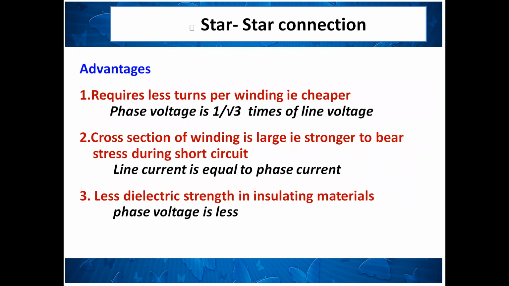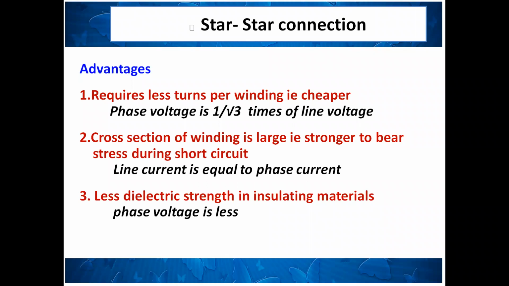What is the voltage across each winding in this star connection? Phase voltage means 1 by root 3 times. Per phase, the winding voltage is also 1 by root 3 times. That's why less dielectric insulation material is required.